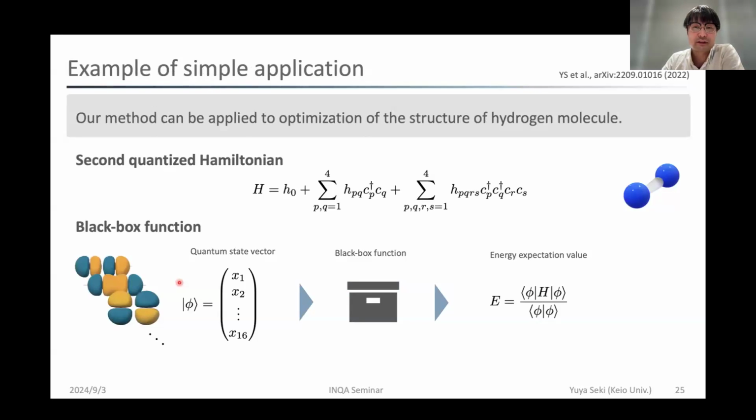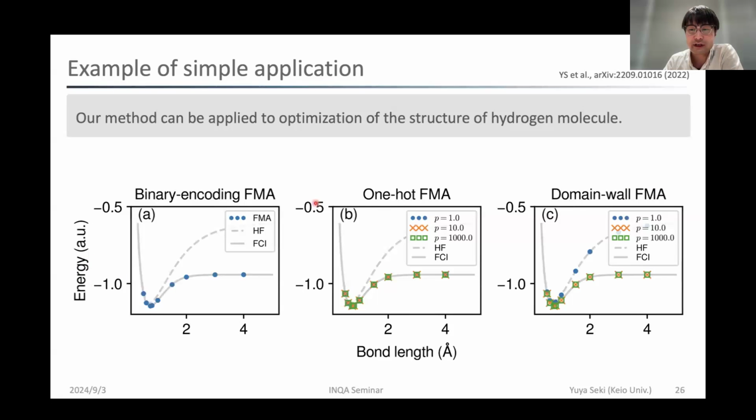To show the performance of the extended FMQA, we first investigate the performance on a very simple example. In this simple example, we try to find the best structure of hydrogen molecules. The task here is to optimize the distance between 2 hydrogen atoms. And the black box function here accepts the wave function of the electrons and outputs the estimated energy given by these equations. And the Hamiltonian here is given by this form, which is the second quantized Hamiltonian. We applied FMQA with the encoding methods, and we obtained the following results.